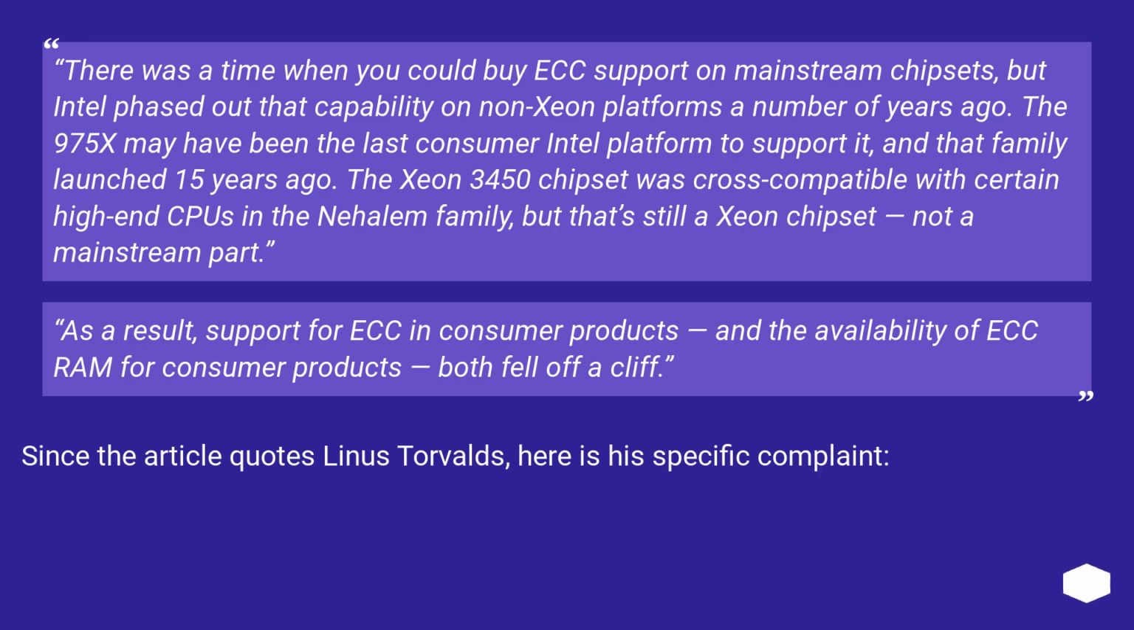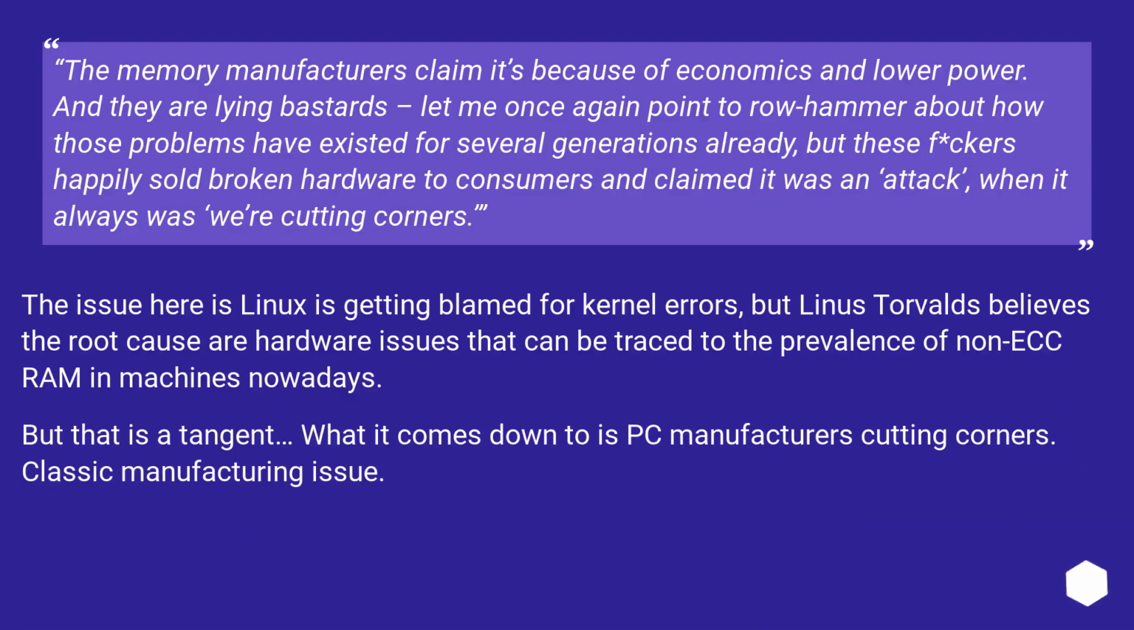Since the article quotes Linus Torvalds, here is his specific complaint. The memory manufacturers claim it's because of economics and lower power. And they are lying bastards. Let me once again point to Rowhammer about how those problems have existed for several generations already, but these F-seekers happily sold broken hardware to consumers and claimed it was an attack, when it always was 'we are cutting corners.' The issue here is Linux is getting blamed for kernel errors, but Linus Torvalds believes the root cause is hardware issues that can be traced to the prevalence of non-ECC RAM in machines nowadays.